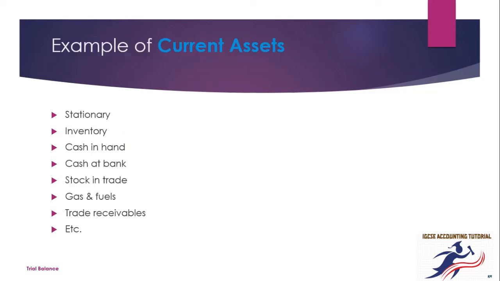Now, examples of current assets, which are also placed on the debit side of the trial balance. Current assets are those which are useful within a year, like stationery, inventory, cash in hand, cash at bank, stock in trade, gas and fuels, trade receivables, and so on.